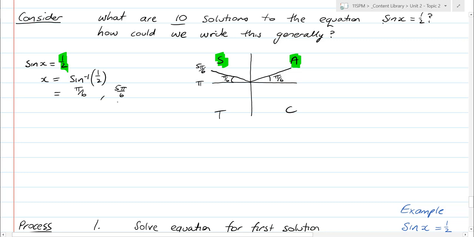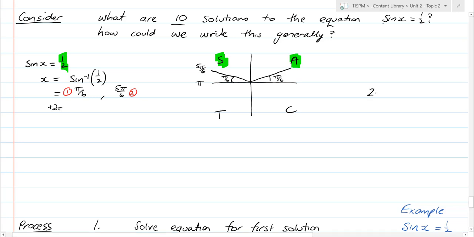So if we're going to get 10 more, it's really easy. We just need to add or subtract 2 pi to each solution. And this is my first stream of solutions that comes from the original. I really wanted that to be red, but it's not going across. There we go. And this is my second stream of solutions. That comes from the CAST diagram. I've got first quadrant, second quadrant solutions here. And now I'm going to add 2 pi.